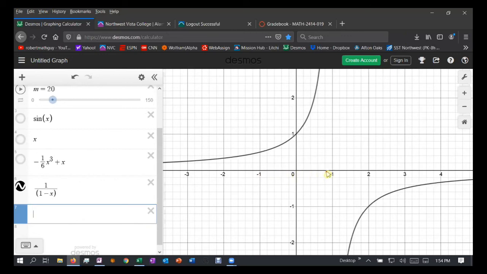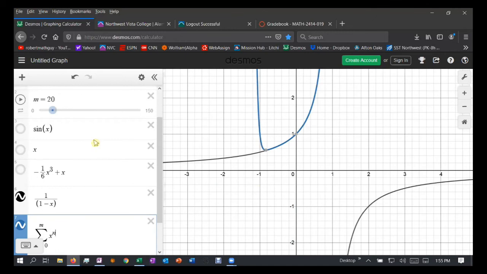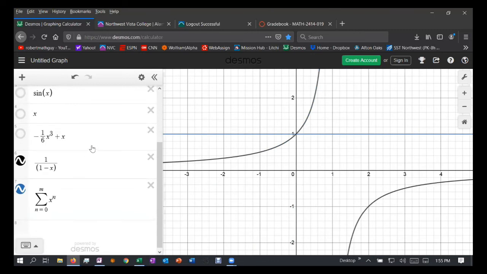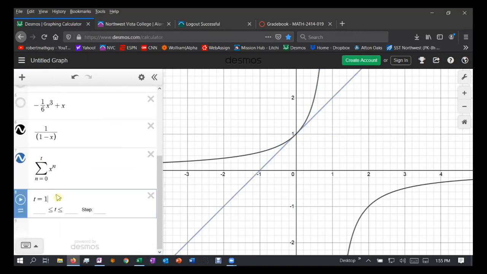Yes, sir. Okay, so what I'm going to have here, I can just type in the sum from n equals 0 to, let's go to m, of x raised to the nth power. And it's too far out. All right, so right now, let me change this because I want that slider down here. Let's make it t.